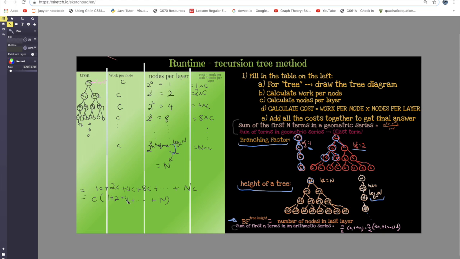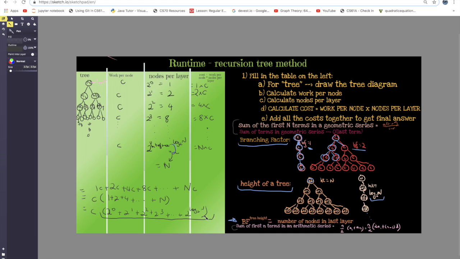Now we could write out these values as powers of 2. So that's c into 2 to the power of 0 plus 2 to the power of 1 plus 2 to the power of 2 plus 2 to the power of 3, etc. All the way to 2 to the power of log base 2 of n. This might make it easier to see that what we have right here is the sum of the first n terms of the geometric series.